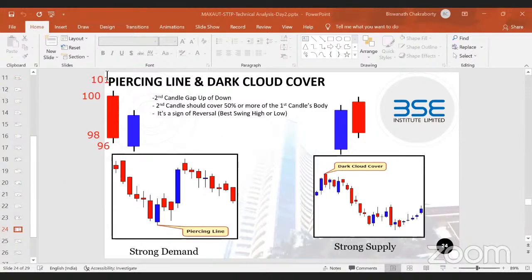Next day, at 9:15, this is my opening price, that is 93. So previous day's closing was what? 96. And today's opening was 93. It comes a bit downside to 91 and is able to give a close at 97.5 or 98, say, for example.